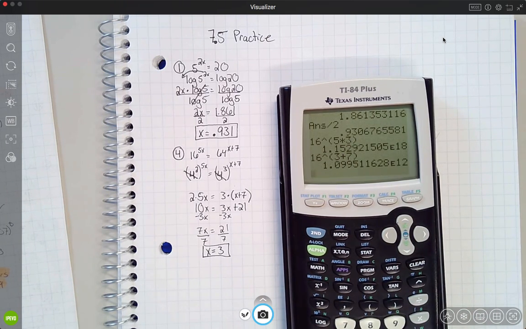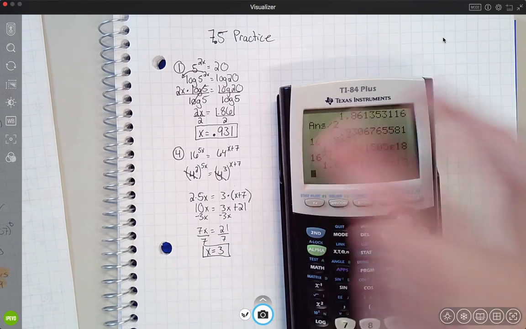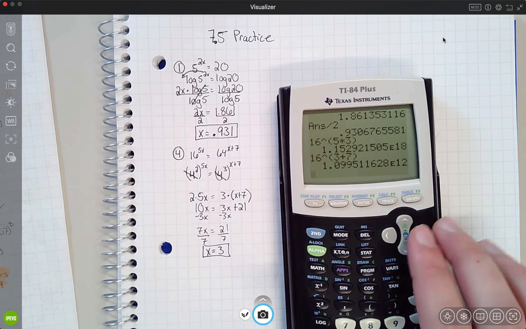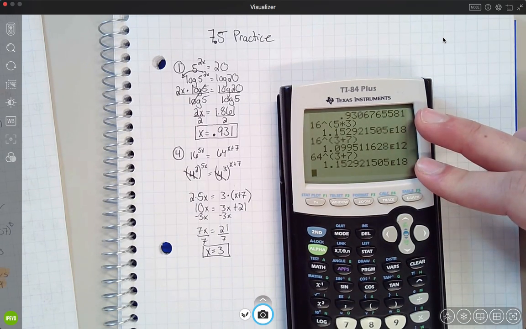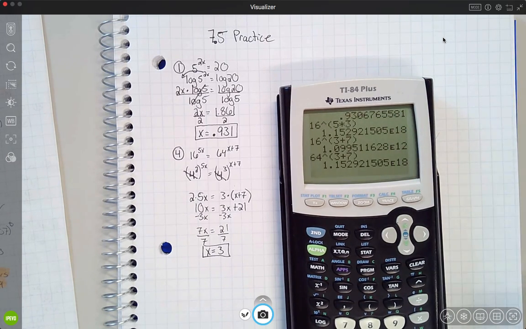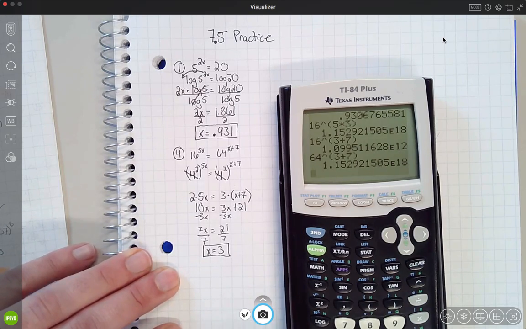type it in. I did not get the same thing. Did I not get the same thing? Oh, because I used 16. Sorry, I need to do 64. So 64 to the power of 3 plus 7. Now I get the matching decimal, so you got to ignore the one in the middle there. So I know that those match. Now I know that those check out, and my answer is correct.